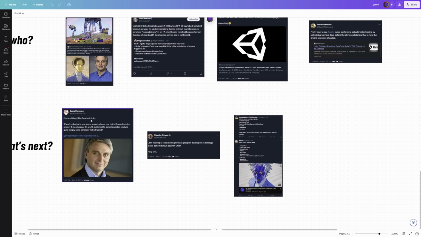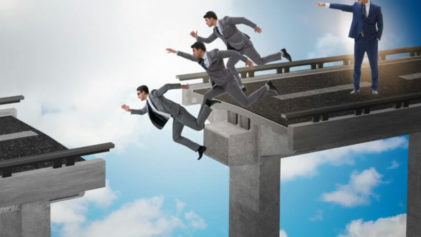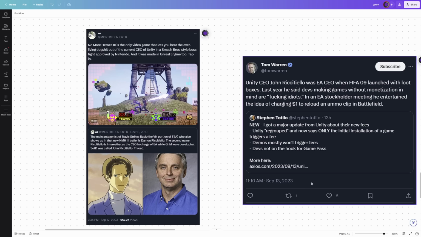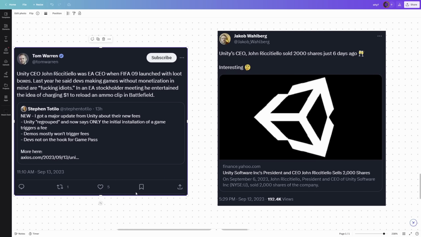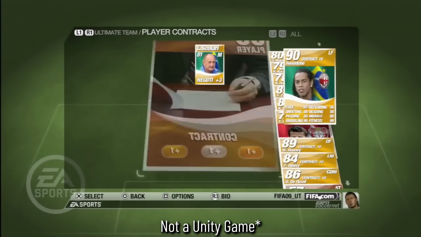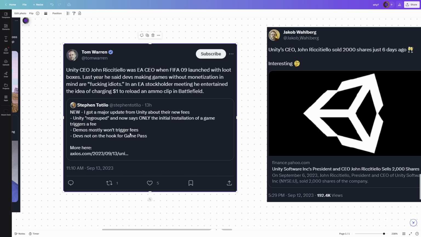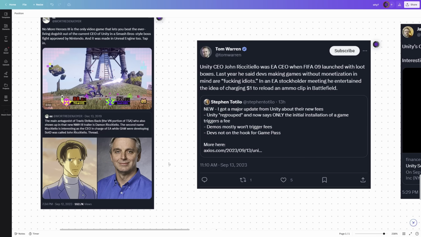And the last thing here I want to say is that, again, I just want to focus on the fact that sometimes leadership can tank a company. And John Riccitiello, again, this is the same person that was there when FIFA 09 launched with loot boxes. He was there when EA was voted the worst company in the world in 2012 and 2013. He was there when EA thought of the idea of charging $1 to reload an ammo clip. And now he's here at Unity with an idea to charge 20 cents every time a video game is installed.